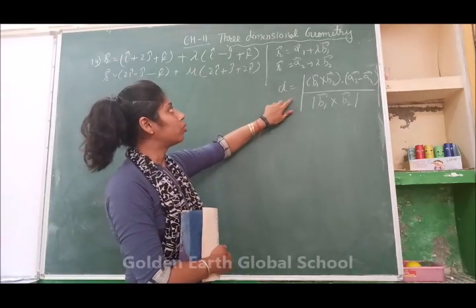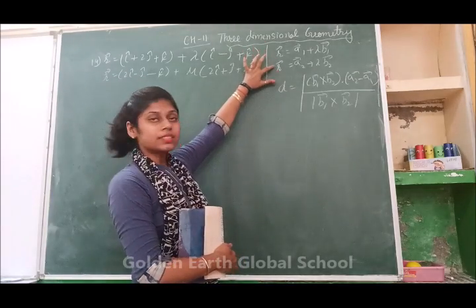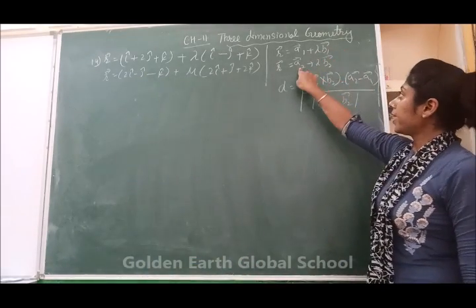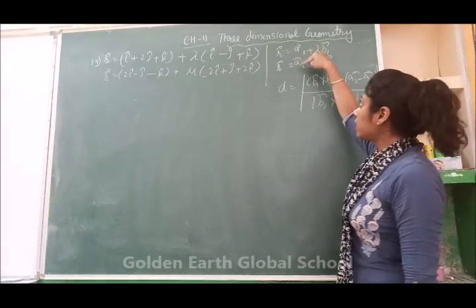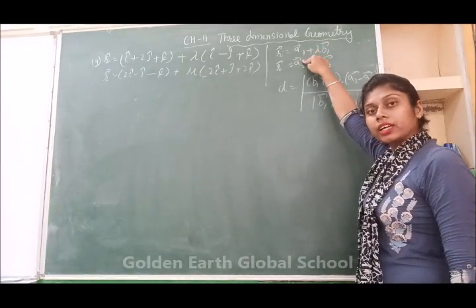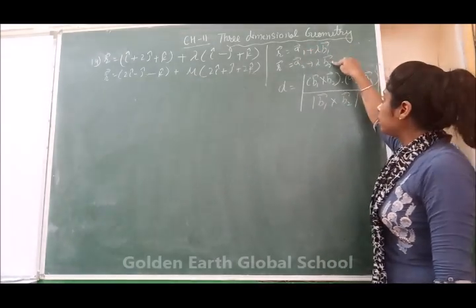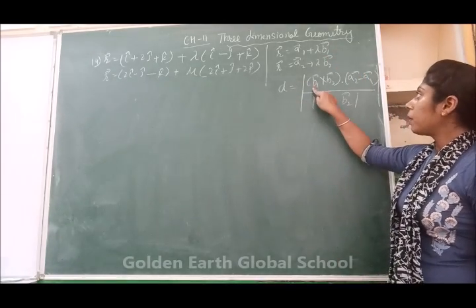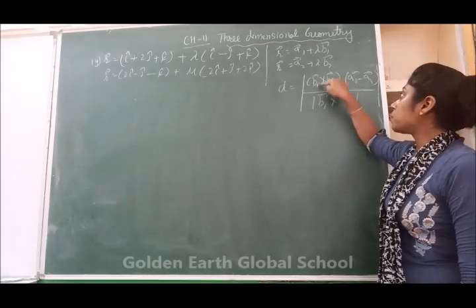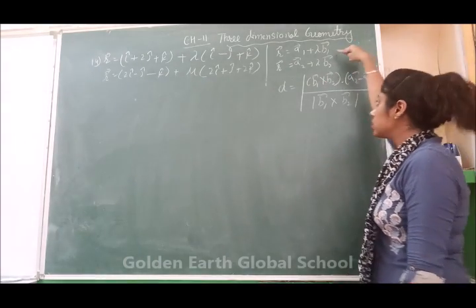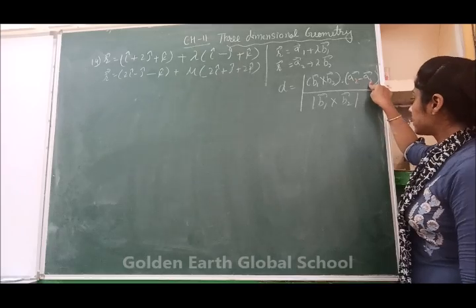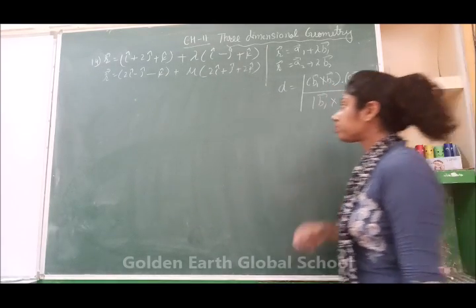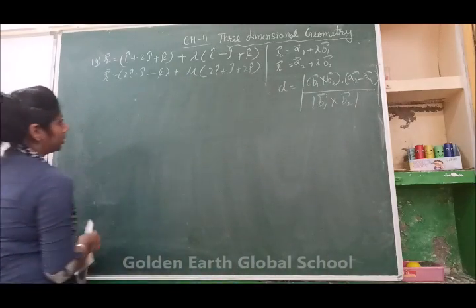Firstly, see the formula. I have written the standard form of the equation of a line in vector form: A1 plus lambda b1, A2 plus lambda b2. What are A1, A2? A1, A2 are the position vectors of the passing points. B1, B2 are the direction ratios. So the formula to find the distance: B1 cross B2, the cross product of the direction ratios, dot A2 minus A1, upon the magnitude of this cross product vector. We will apply this formula here.